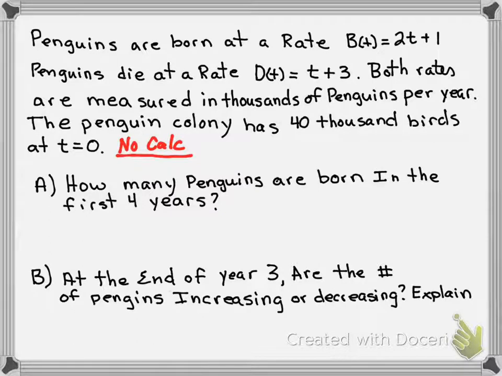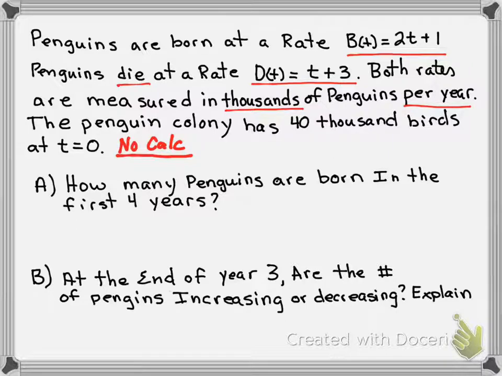So penguins are born at a given rate and penguins die at another given rate. Both rates are measured in thousands of penguins per year. And the penguin colony has 40,000 birds at t=0 when we start. How many penguins are born in the first 4 years?